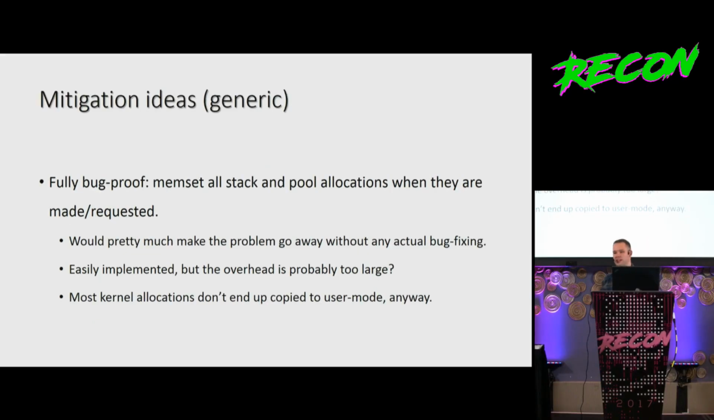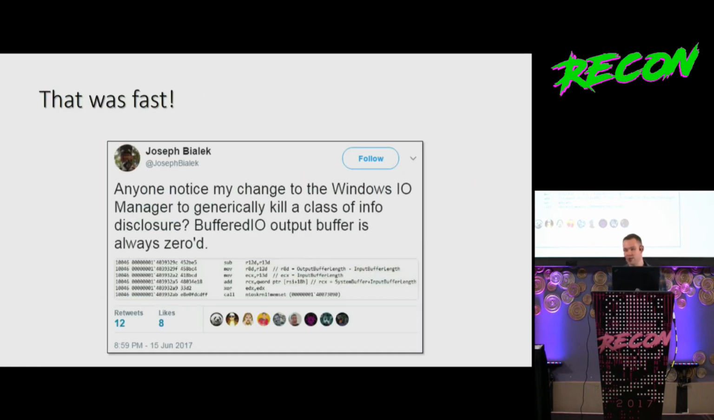When it comes to mitigation ideas, there are some fully bug-proof ideas. For example, just memsetting all of the stack and pool allocations when they are made. Of course, this would be the perfect solution. It would make the problem go away, because there would be no uninitialized data anymore. It would be probably quite easily implemented, but the overhead could be too large, I suppose. And also, it wouldn't make so much sense, because most of the kernel allocations don't end up copied into user mode anyway, so it would be a little bit of an overkill.